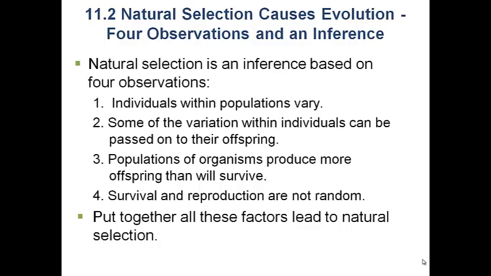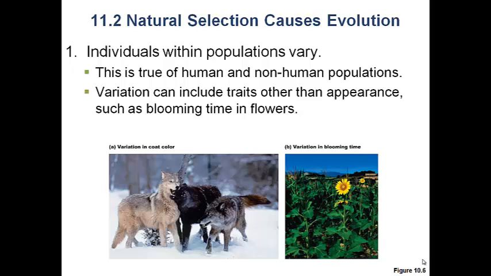Number four, survival and reproduction are not random. Those organisms that actually get to reproduce are organisms that have certain characteristics that make them well adapted to their environment. All these factors contribute to this occurrence that we know as natural selection. Let's look at number one, the first characteristic that allows natural selection to occur. Individuals within populations vary. And so we see a tremendous amount of variation in the natural world in populations that are found in our environment.